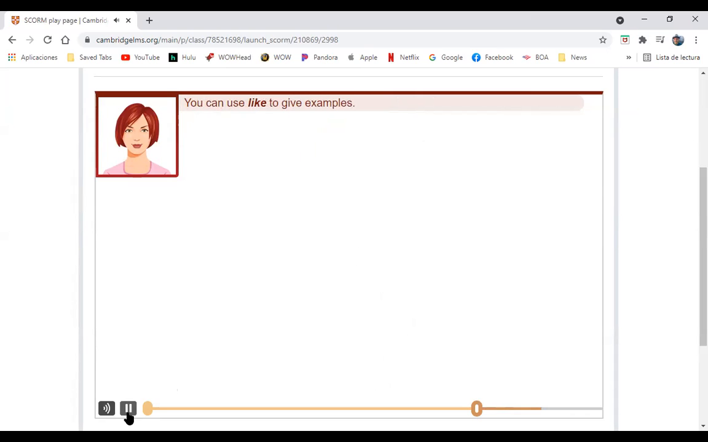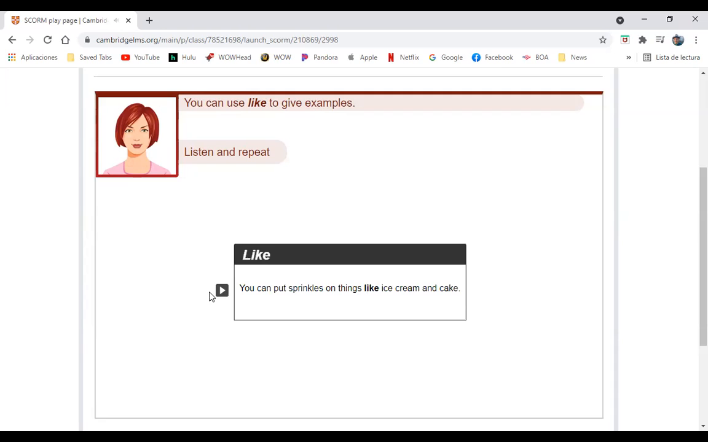Listen and repeat. Okay, saying like, the last exercise. You can put sprinkles on things like ice cream and cake. On things, okay, on things. You can put sprinkles on things like ice cream and cake. Remember when we talk about linking? That's for conversations, like linking consonants and vowels. So it's more about how native or natural you sound.